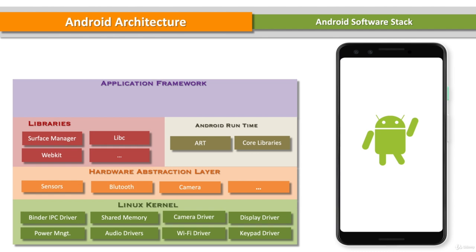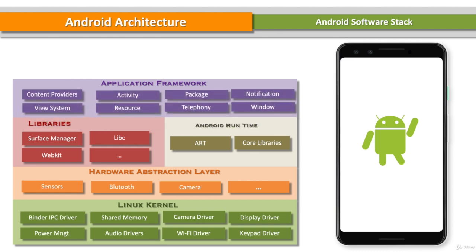Now, on top of native libraries and Android runtime, there is Android Framework. Android Framework includes Android APIs such as user interface, telephony, resources, locations, content providers, and package managers. It provides a lot of classes and interfaces for Android application development.